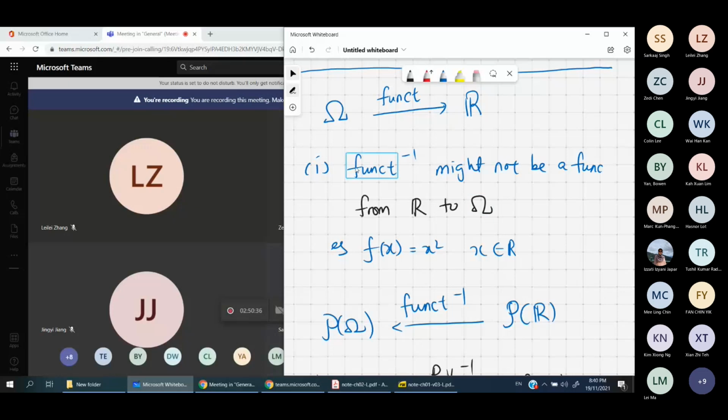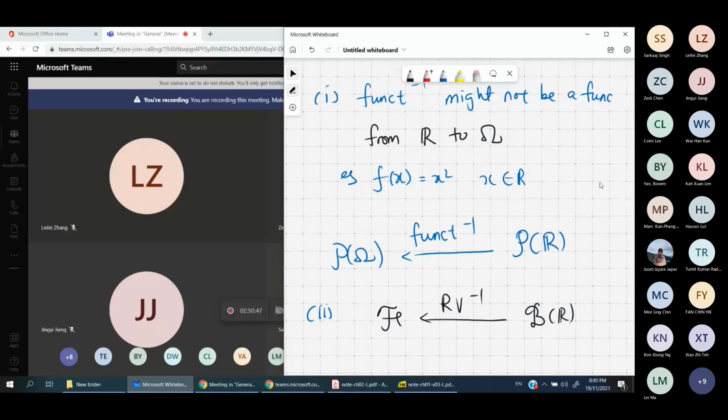But if we consider the power set of R and the power set of omega, we can bring a subset over here back to here. That is a more abstract mathematical concept already. Is it then an inverse mapping? No, it's not an inverse mapping in the usual sense, because usually when you talk about inverse mapping, you have to require the function to be one-to-one, then the inverse exists, and so on.